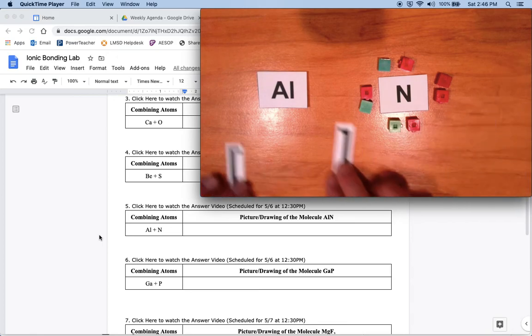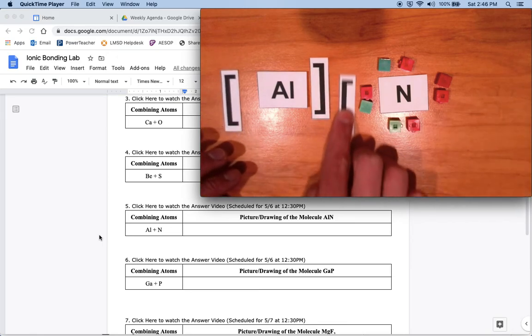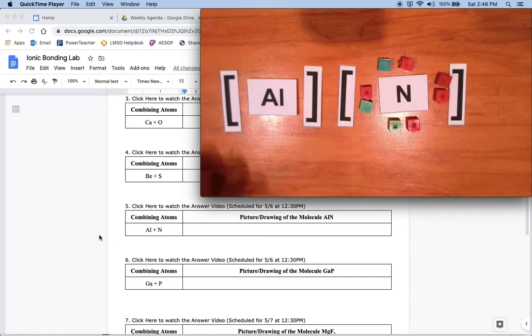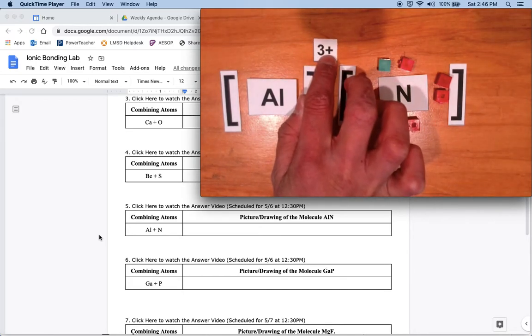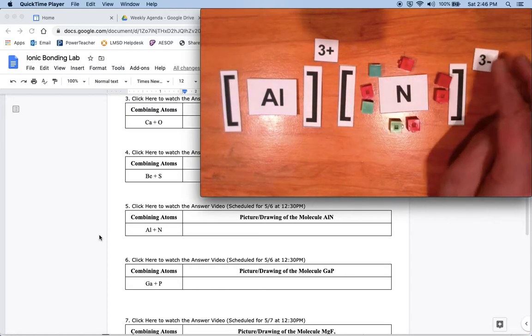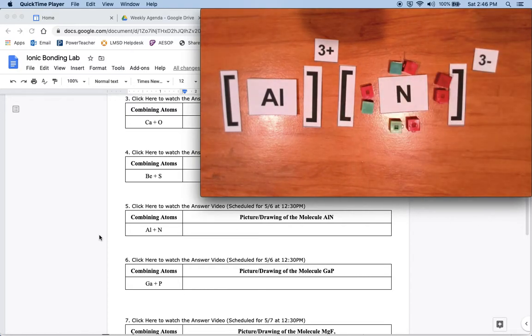So now what we have to do is both atoms have changed, right? They're no longer neutral. They have more protons or more electrons now in their atom. So aluminum has more protons, so it's got to be a 3 plus, right? 3 more protons. Remember, the plus sign means protons. Nitrogen has 3 more electrons, so it's now got a 3 minus charge to it.